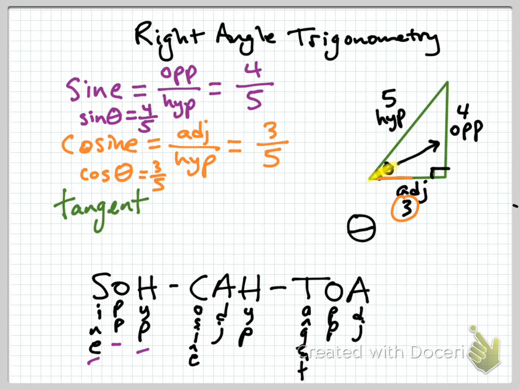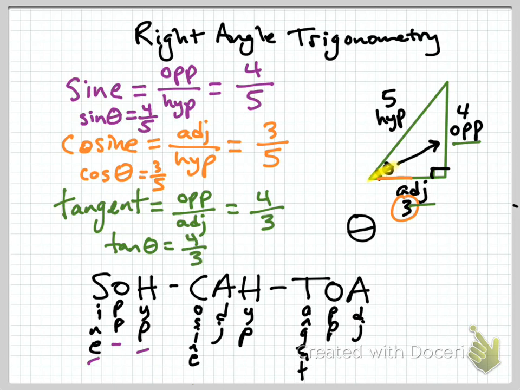And then the tangent is my last one that I did in green here. We said that's TOA, which is opposite over adjacent. So that's the one that does not involve the hypotenuse. It's the ratio of the opposite over the adjacent side, which in this case is 4/3. And the way we would write that is tan of theta equals 4/3. So that's the basics of sine, cosine, and tangent.